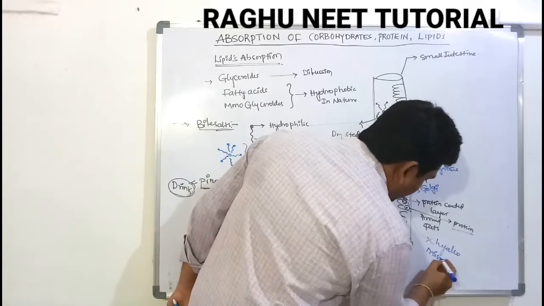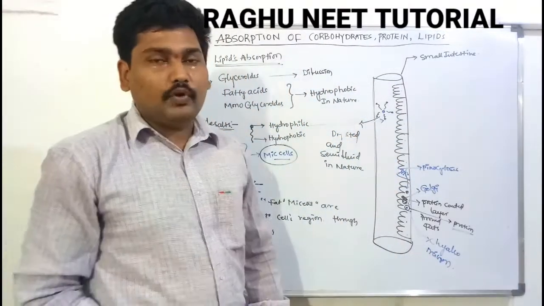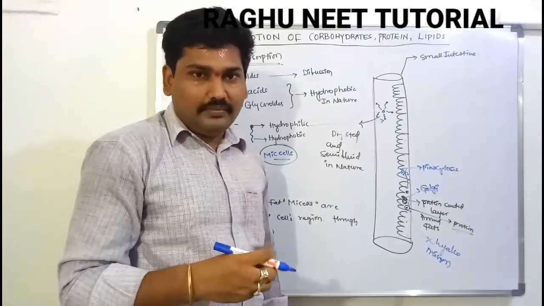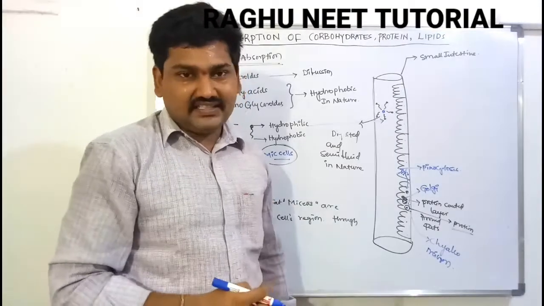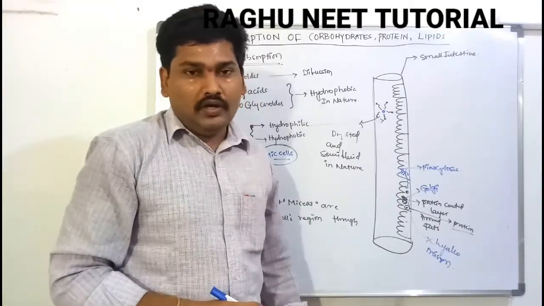Chylomicron. What is the chylomicron? There is a protein. What is that? The protein-coated membrane completely overlaps the fat. This process is called chylomicron formation.